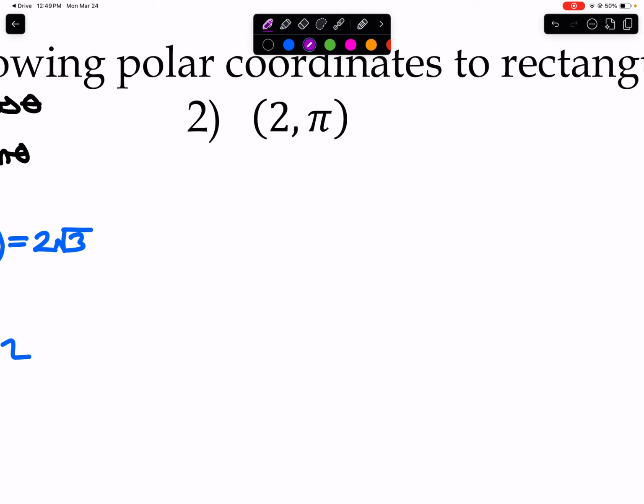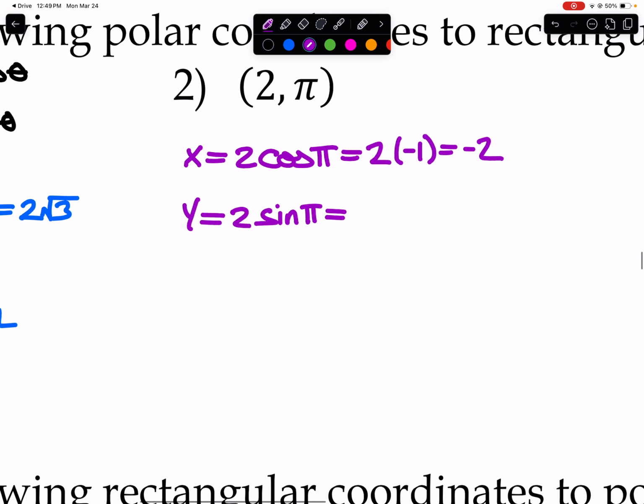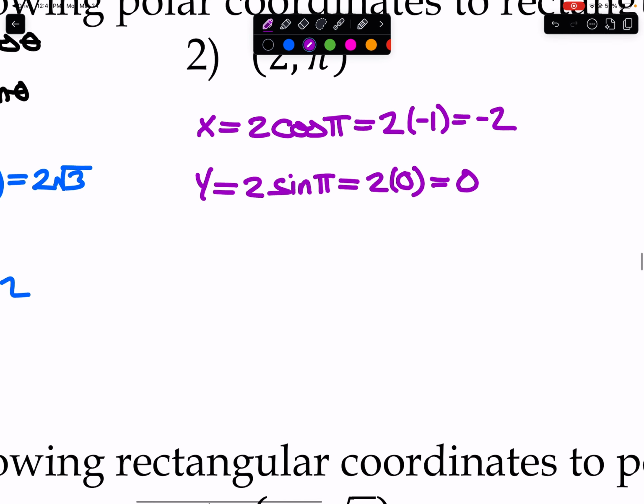So with number 2, we're going to find our x and y components. So with x, we're going to do 2 times cosine pi. So cosine pi is going to give you -1. So 2 times -1, which is -2. And then with my y value, we're going to do 2 sine of pi. So 2 sine of pi is going to give you 2 times 0, which is 0. So my coordinate here is going to be -2, comma 0.